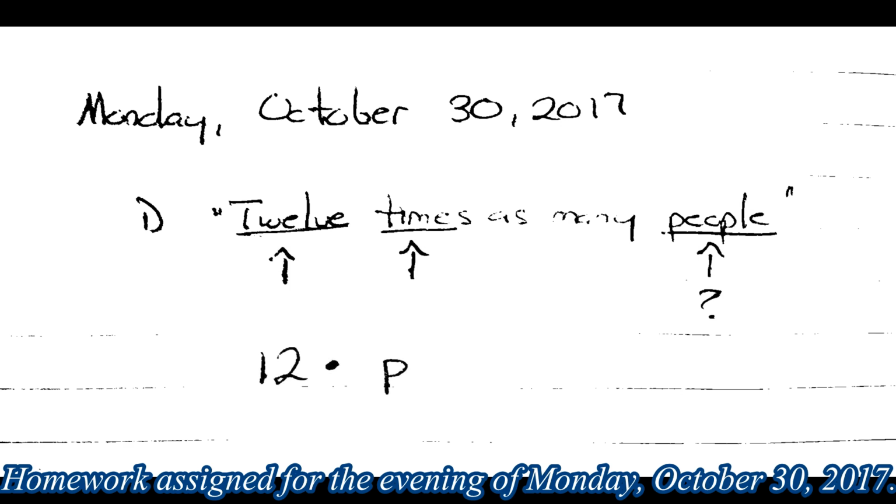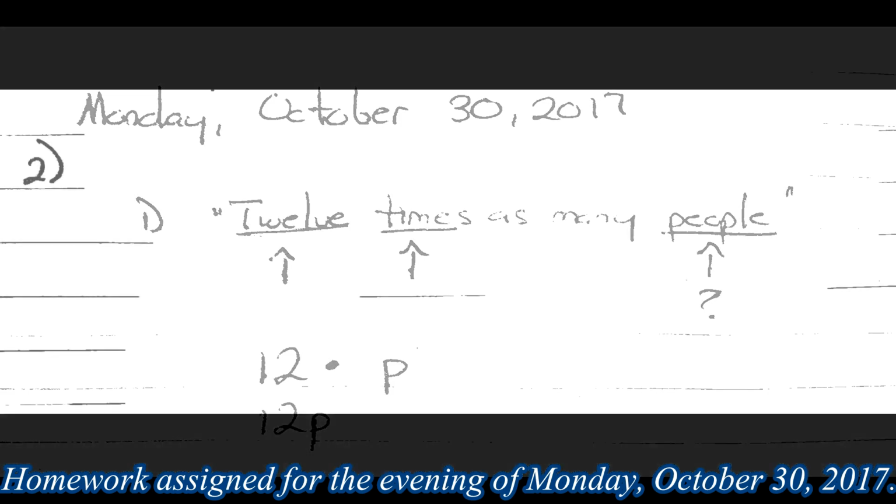Here's number 1. It says here 12 times as many people. The items that you're paying attention to right here are 12, times, and people. People is going to be our variable, and we're looking at 12 and times. Now, times tells you our operation. We're multiplying here. So 12 times p, or 12p. All right, so that's number 1.